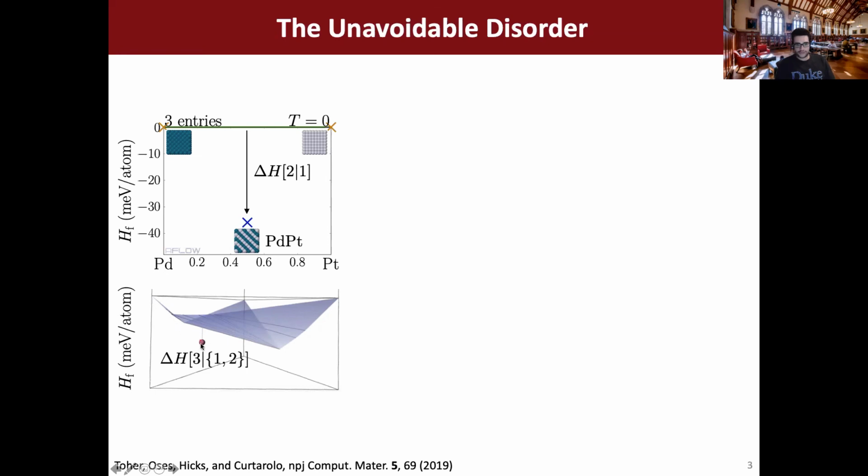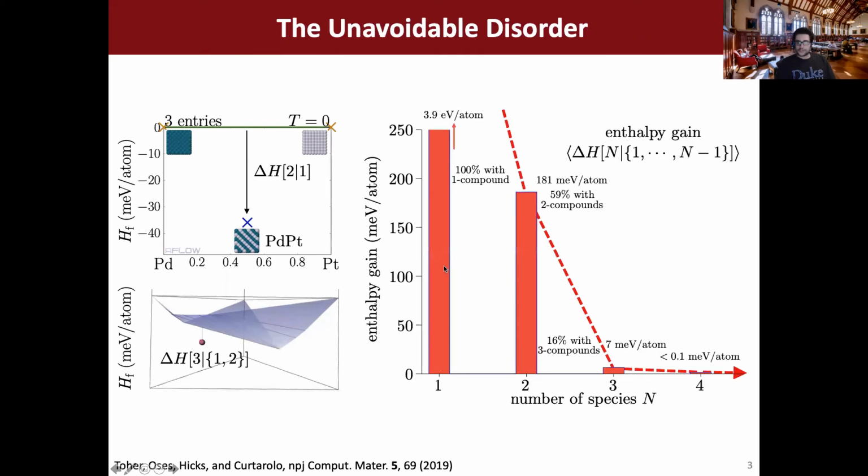It's going to recreate these facets, and so now we're going to have this point existing on the convex hull. But now this point, this is the enthalpy gain for this single point. Okay, and so we can generalize that for n species. What is the enthalpy gain from increasing the number of components here?